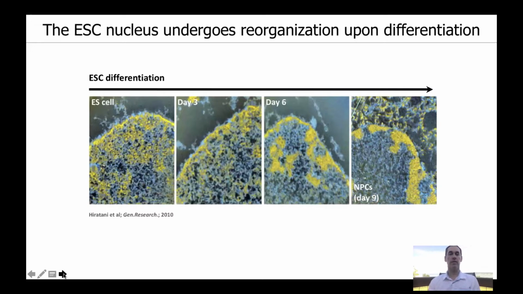And the ESC or embryonic stem cell nucleus is known to undergo dramatic reorganization during the course of early development, as exemplified in this micrograph by the differentiation to neural precursor cells, where one sees a dramatic accumulation of compact heterochromatin as visualized by these yellow regions.